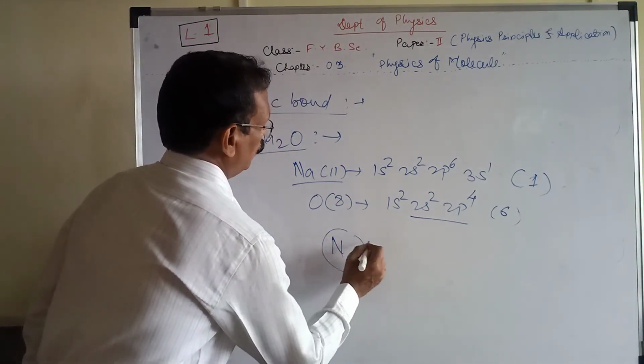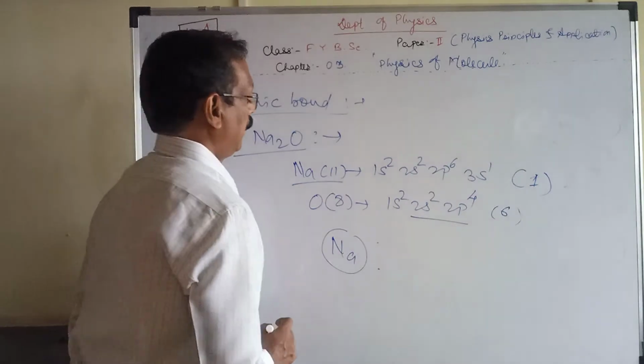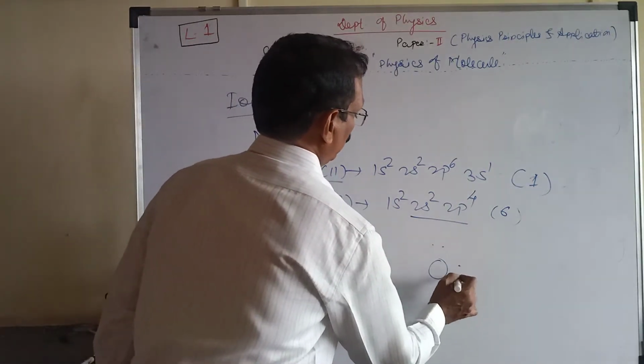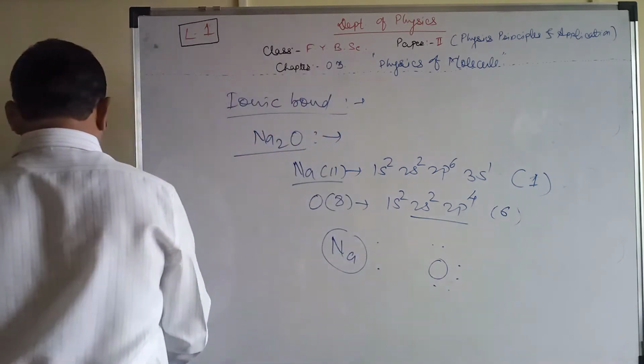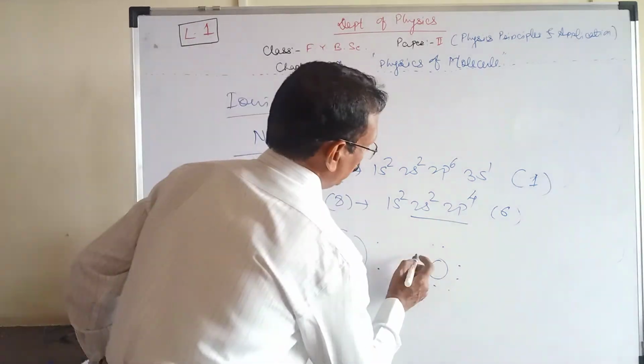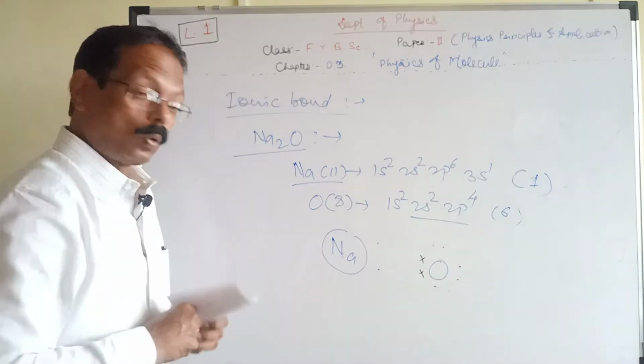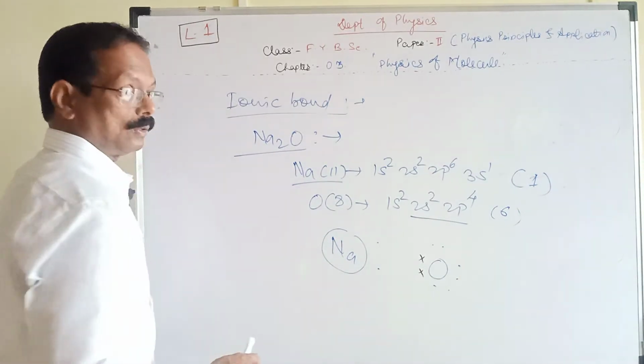There are 2 electrons sitting in the outermost orbit here, and in the case of oxygen there are 6: 1, 2, 3, 4, 5, 6. So the vacancies are here. These are the holes here. The absence of an electron is nothing but a hole.